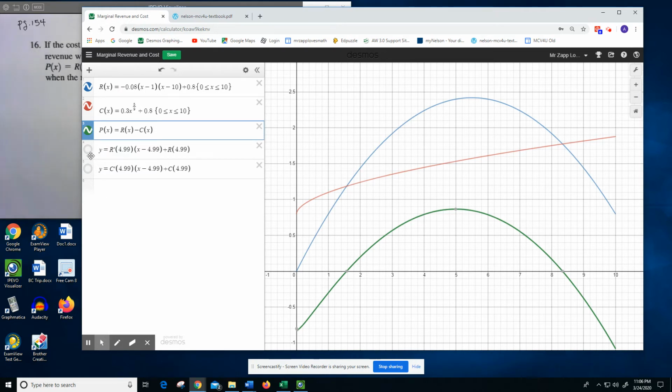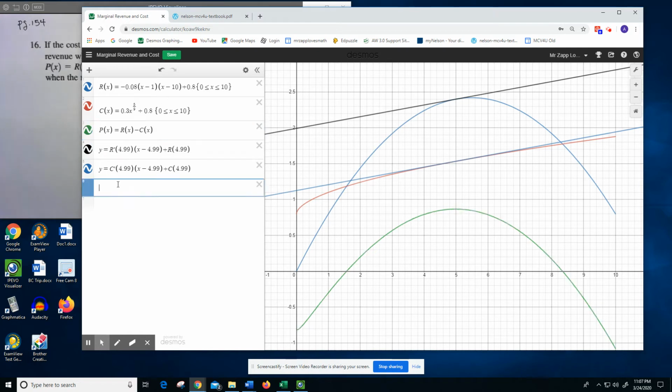So let's find the tangent line at 4.99, and let's find the tangent line for cost at 4.99. And I want you to take a look at these two lines. Do you notice something interesting? Well, it looks like the slopes of these tangents are the same. Let's confirm that, because they look like they're parallel, but let's confirm.